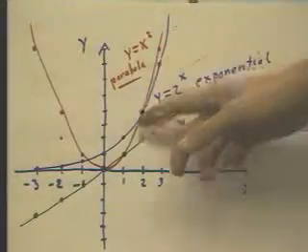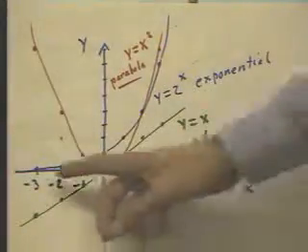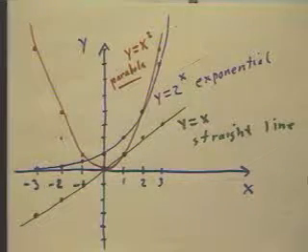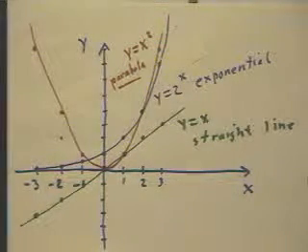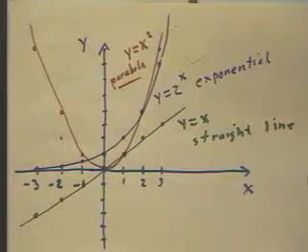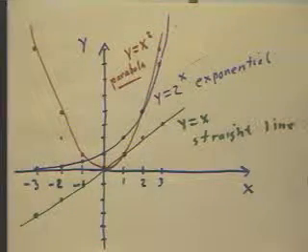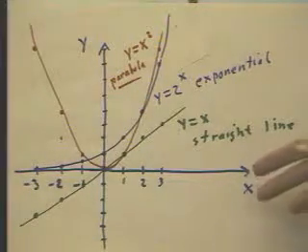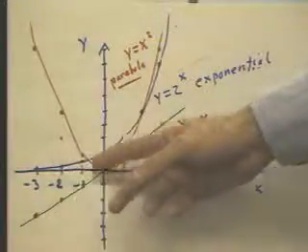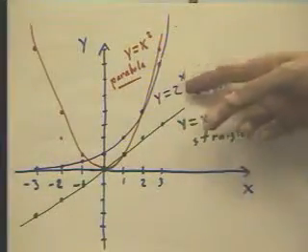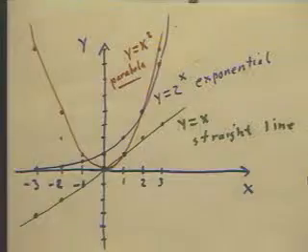When a graph approaches a line the way this graph approaches the x-axis, getting closer and closer, as close as we wish, closer than any number we can think of, but never quite touching, we call that line an asymptote. So we say that the x-axis is an asymptote for our basic y equals 2 to the x function.